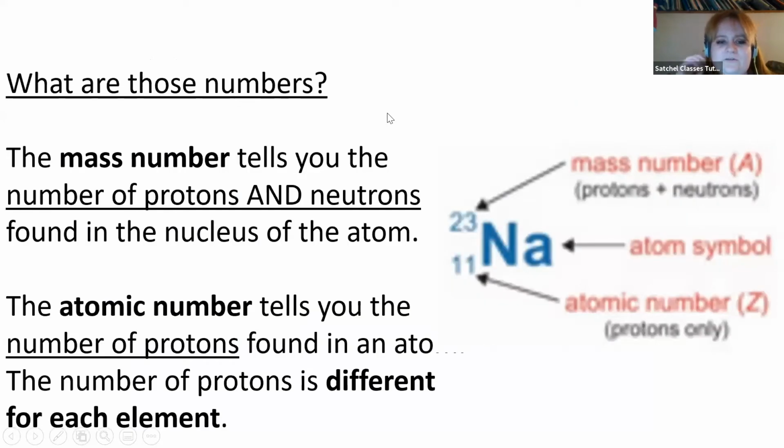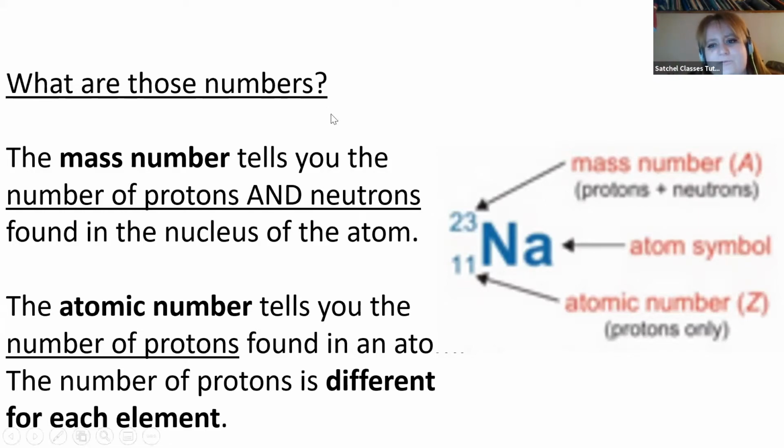Okay, so moving on to looking at the actual numbers on a periodic table, and there will be another video about the periodic table. We'll just look at the basics at the moment. So you've got the top number. That's the mass number. It's the number of protons added to the number of neutrons.